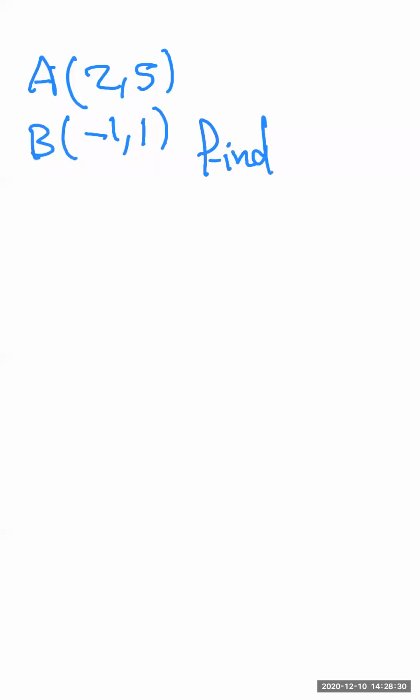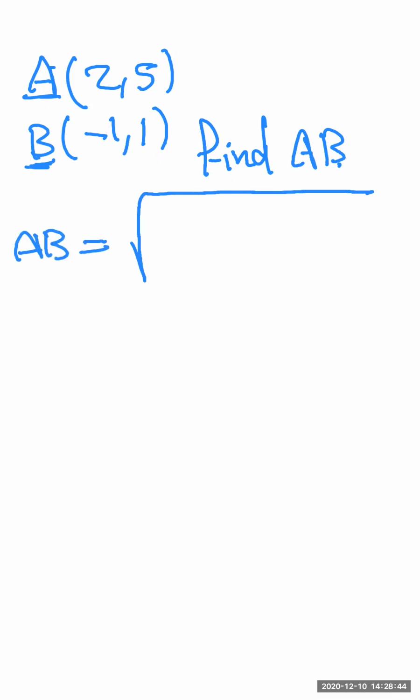A is (2, 5). B is (-1, 1). Find AB again. Okay. Again, guys, we said that the distance between 2 points, A and B, or any 2 points, equals the square root of (x2 minus x1) squared plus (y2 minus y1) squared.